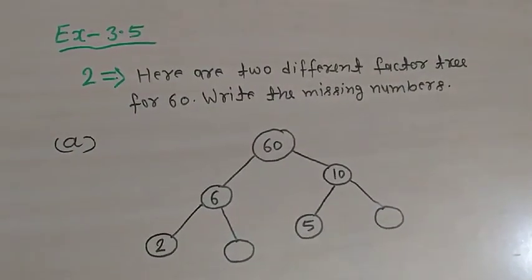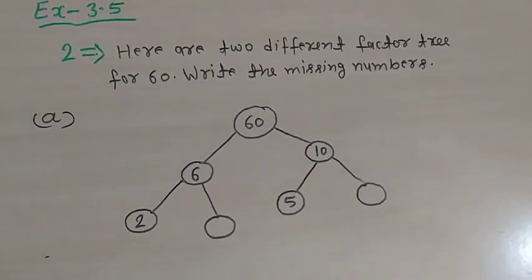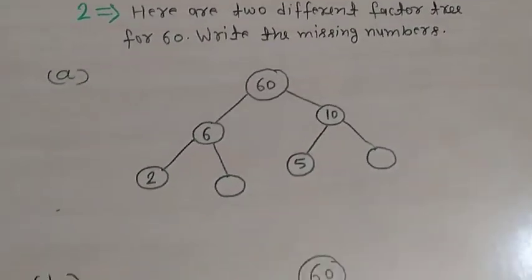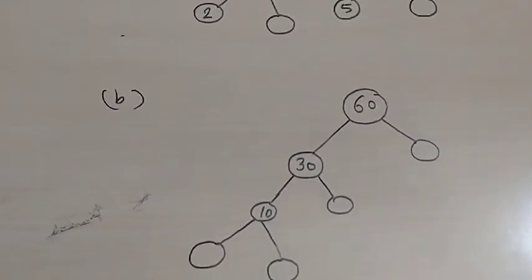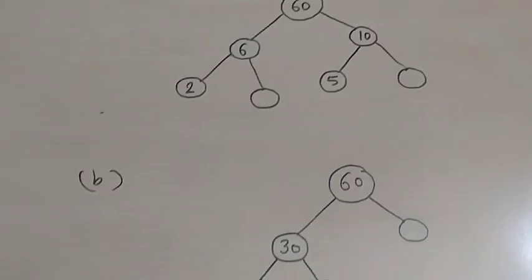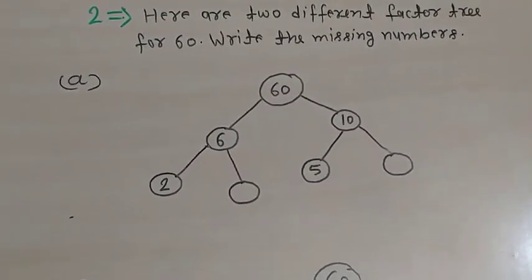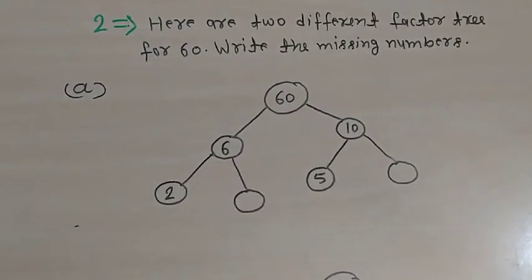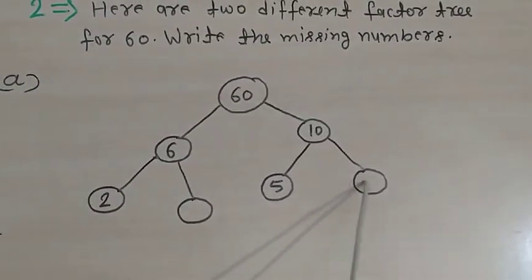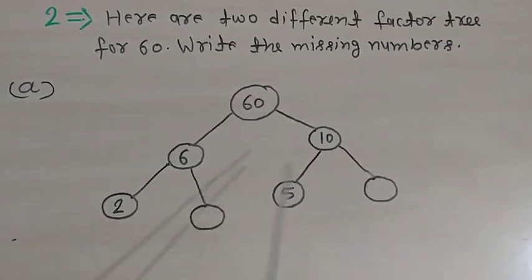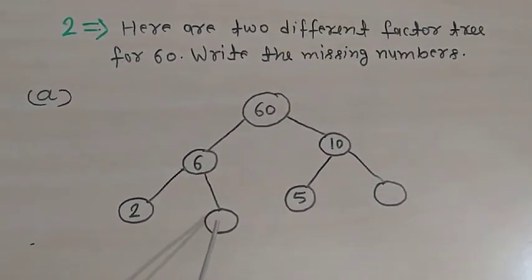Here two different factor trees, A and B, of 60 are given. Part A, this is part B, you can see here. In the circles we fill the missing numbers. You can see these circles. Here we find the missing number, and here we also find the numbers. Okay, so how can we find them?